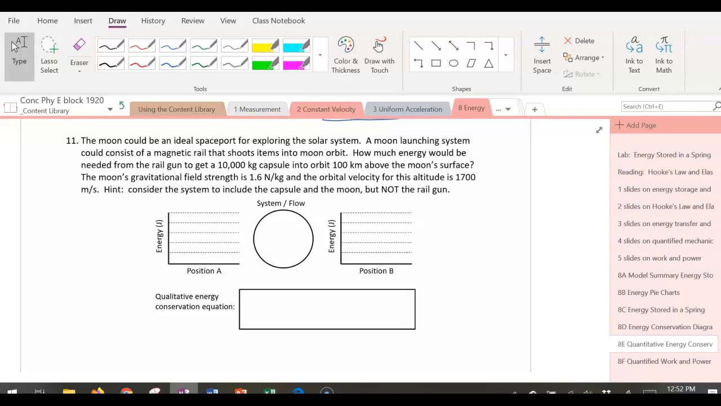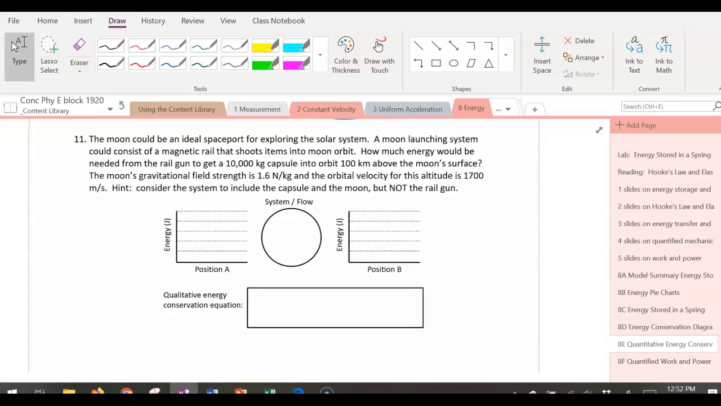Okay, in problem number 11, we're talking about a moon launching system that would have a magnetic rail that shoots items into orbit around the moon. So it would almost be like a big cannon kind of thing, only it would be powered by magnets. It would shoot stuff like a cannon and launch them into orbit above the moon's surface.